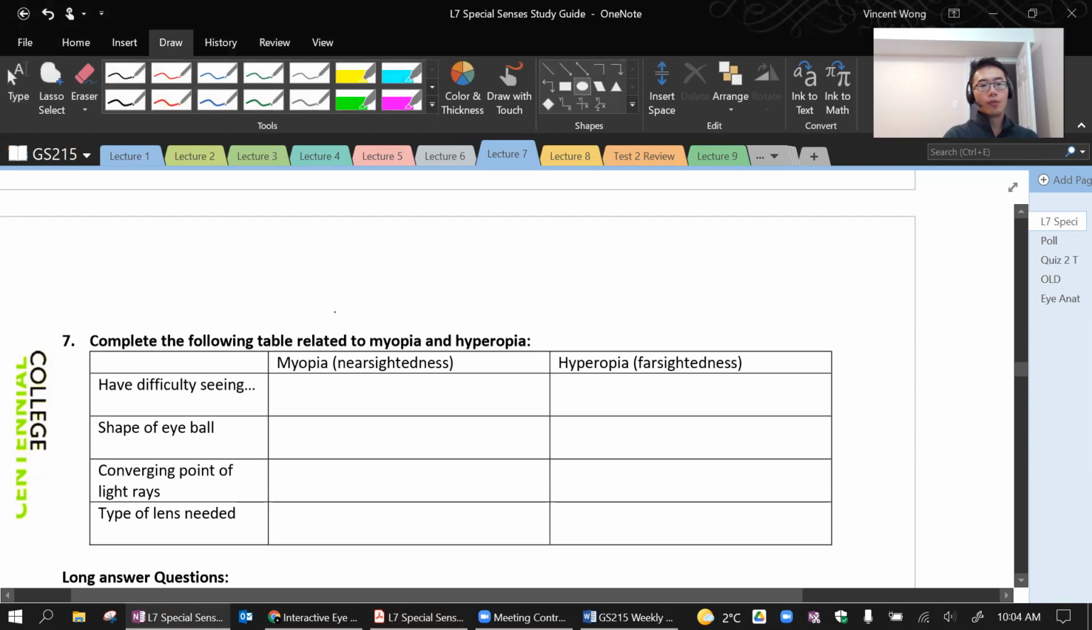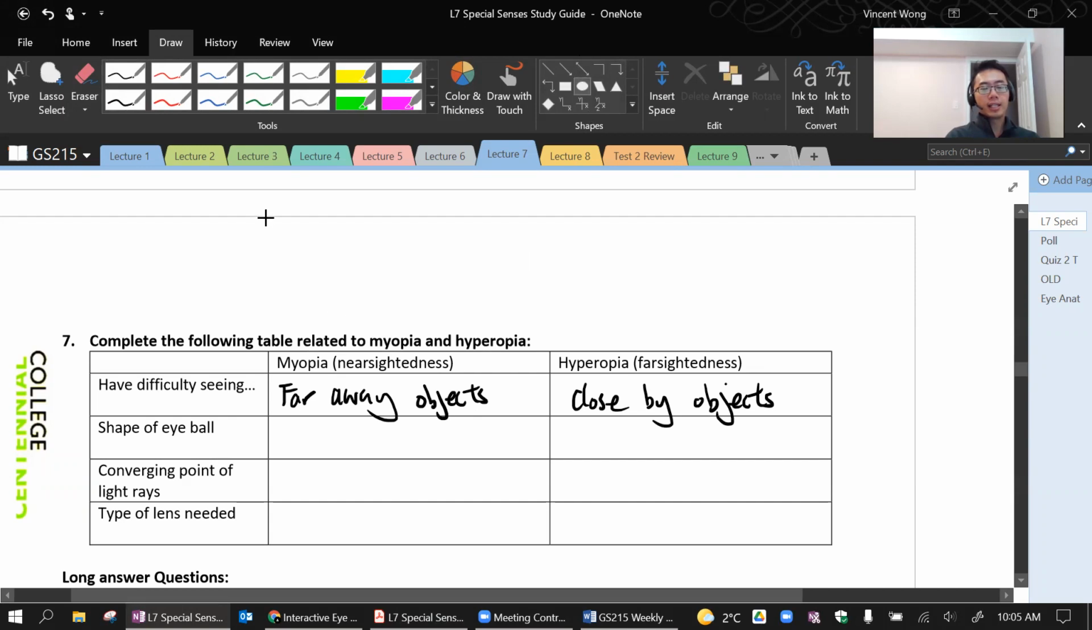For myopia, nearsightedness, you would have difficulty seeing far. The name tells you what you can see. Nearsight means you can see near, but not far. Hyperopia, farsightedness, means you can see far, but you would have difficulty seeing nearby objects, close by. Far away objects.